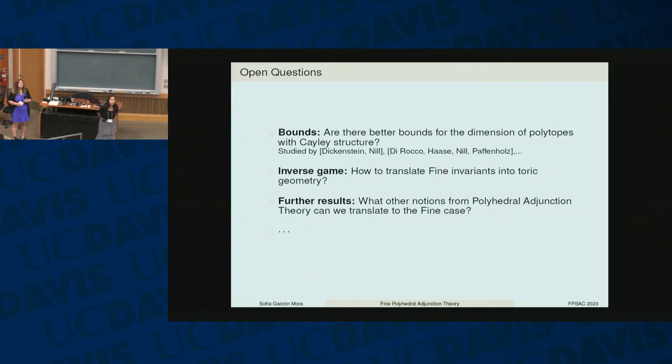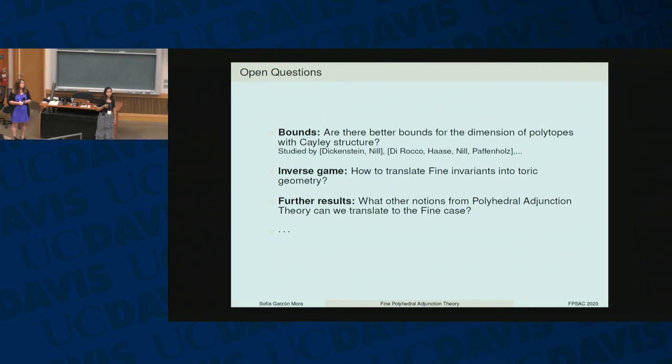Are the bounds tight for generalized permutohedra in the case of Cayley decompositions? So I haven't looked at them. That's a very good question. But I think they might not be that far off.